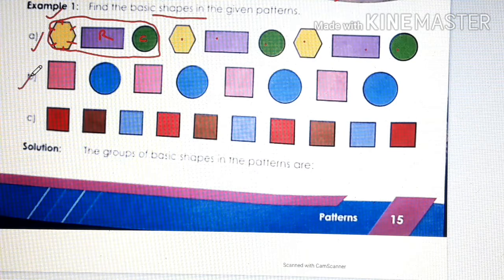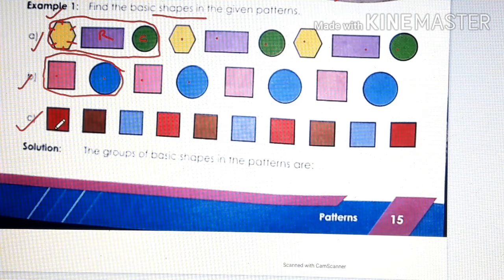Next, you can see square, circle, square, circle. So you can see that the square is followed by your circle, children. So which are the basic shapes? Your basic shapes are square and circle. Clear? Now next, third. You can see here the shapes are same but colors are different, isn't it?